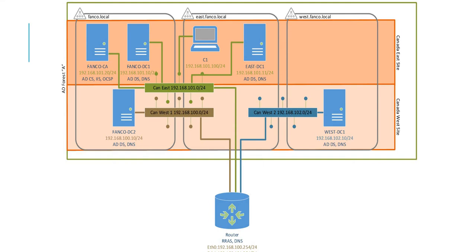Week 11, we're building on the week 10 build book, continuing on looking in a bit more depth at replication. So when we talk about replication, we're talking about replicating objects between our domain controllers. So we're talking about our Fanco DC1, our Fanco DC2, and replicating with our domain controllers in other sites, so our east and our west.